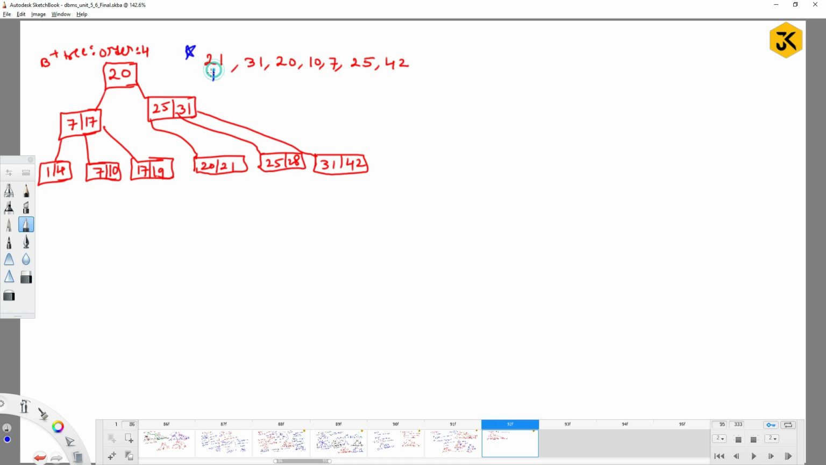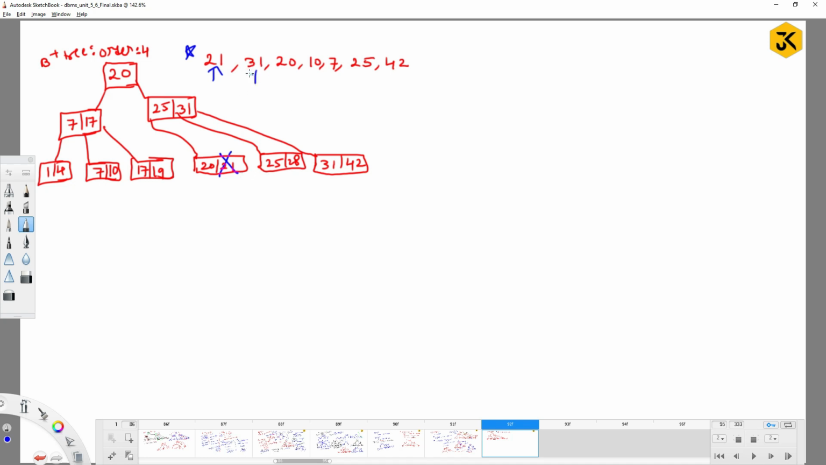Now first I am trying to delete 21. If I delete 21, what will happen? How many minimum keys are there? One minimum key, right? If I delete the 21, is there any problem? No problem, right? Yes, good. Before deleting, you have to check in the internal nodes also. You have to make sure that after 21 is deleted, there is no problem.